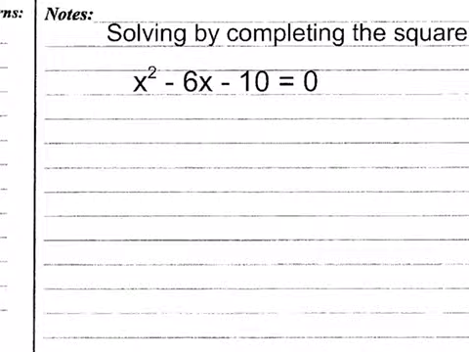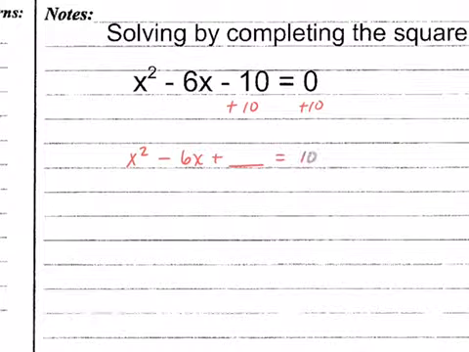My first step is to get that constant term to the other side. So my first step here would be to add 10 to both sides. So rewriting this, x squared minus 6x. I'm going to rewrite it, remember, with those blanks. 0 plus 10 is 10, plus that blank. Right away when I do that, I know I'm turning this into something squared.